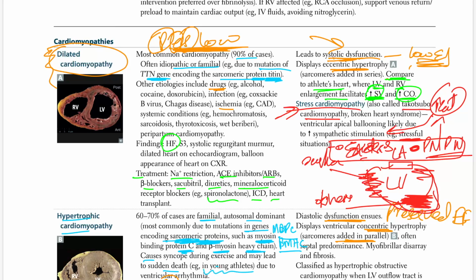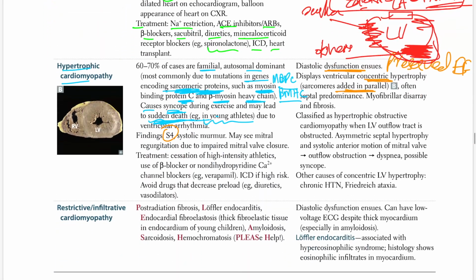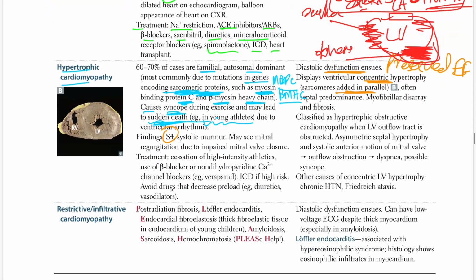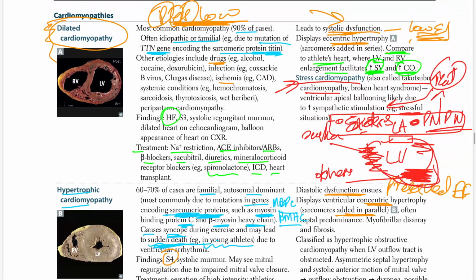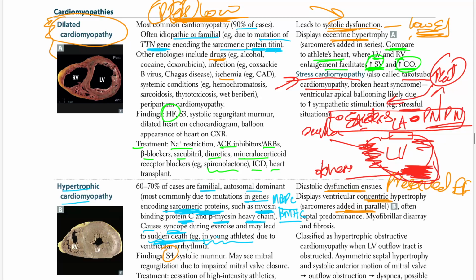Young athletes, they go into sudden death due to hypertrophic cardiomyopathy. So syncope during exercise and sudden death due to ventricular arrhythmias. Findings are also high yield. Again, you have S4. The easy way to remember this S4 is, in all the First Aid books, you have dilated first, and then you have hypertrophic second, right? So whatever is top is S3, then the S4 comes.